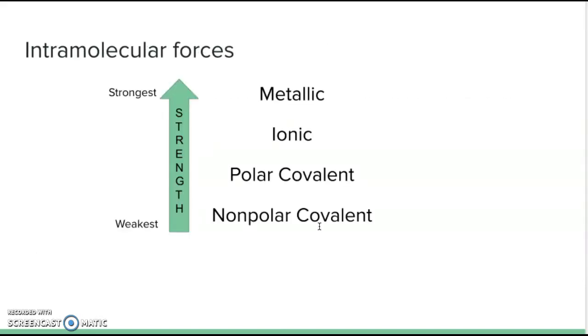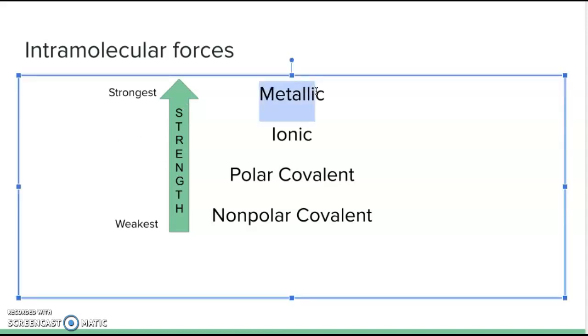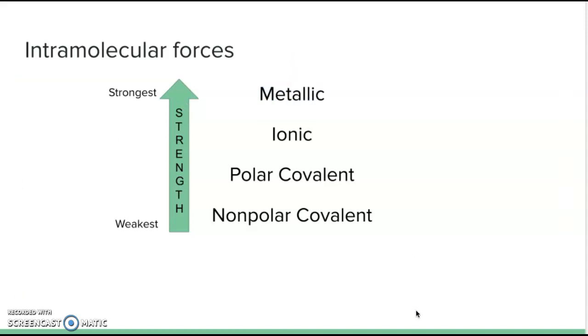And so when I'm looking at my intramolecular forces, my strongest is metallic. My weakest is nonpolar covalent. As I go down this list, I get weaker. So my strongest is metallic, then ionic, polar covalent, and then nonpolar covalent is my weakest intramolecular force.